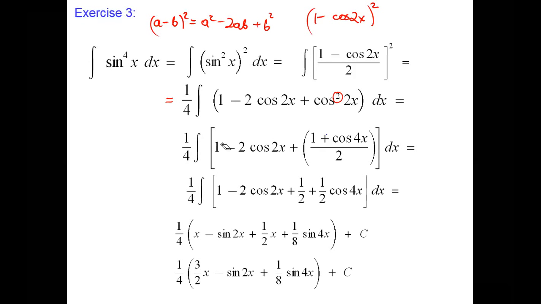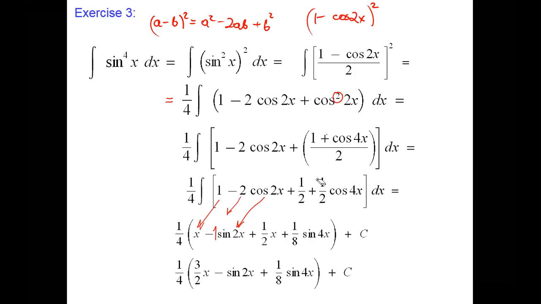Okay, let's see. I copy 1, I copy this, and this one I just split by 2, because 1 is affected by 2, that means it's half, and cosine of 4x is also affected by that 2 in the denominator, which is half. Okay, and now integral of 1 is x. Integral of cosine of 2x is sine of 2x divided by 2, but we did have coefficient 2. That means 2 divided by 2 gave me just 1. Okay, and then half is half of x.